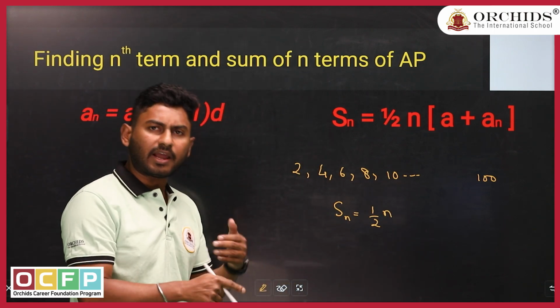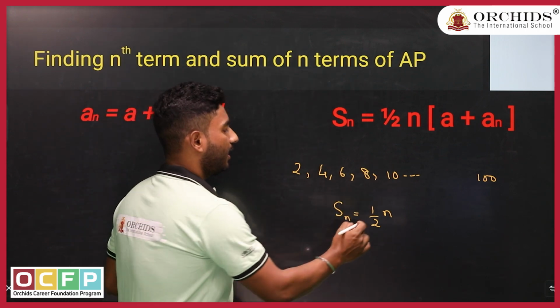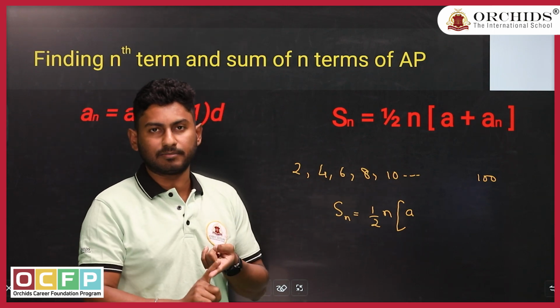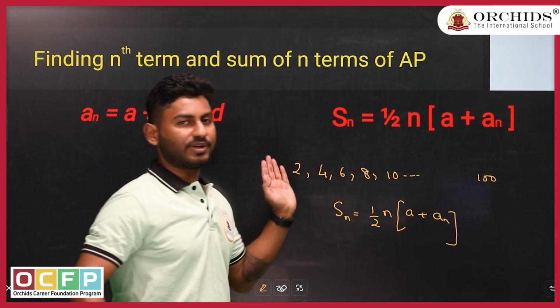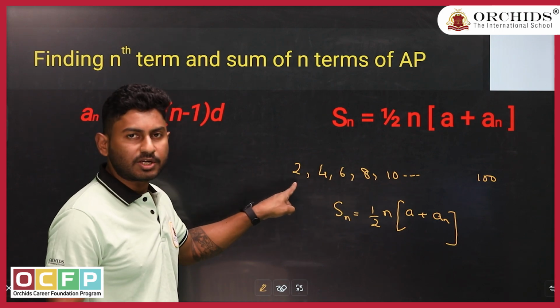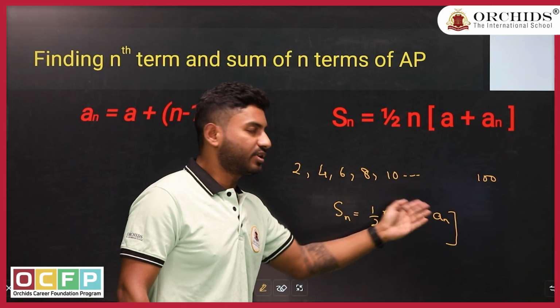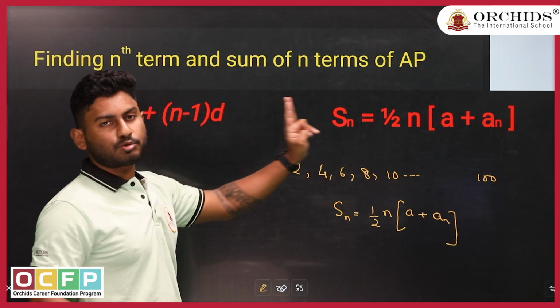Half of n again, n is the number of terms, how many terms there are in the series, that you will use. And then a is the first term, plus an is the last term. So in this case, the first term is what? 2. And the last term is what? 100. So you just put those in and you get the value of the sum of the series. So these are the 2 formulas.